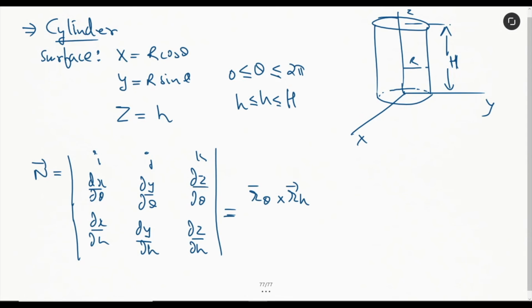So this basically gives a perpendicular to the cross product of the derivatives or tangents in the sense of theta and h. So this is given by r cos theta i plus r sin theta j. This is our normal vector. So the magnitude of n is going to be r.